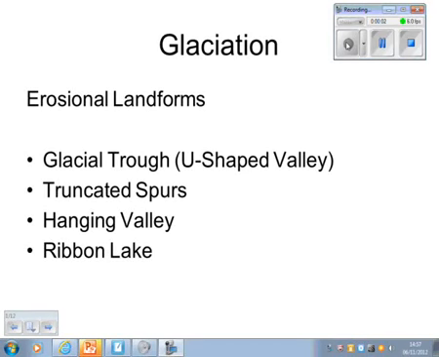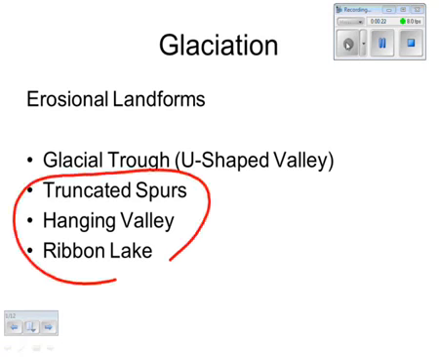So we're looking here at four erosional landforms, going on from corries, arêtes, and pyramidal peaks. We're thinking now about glacial troughs, or sometimes known as U-shaped valleys. Well, they're not always U-shaped, so we'll come back to that in a little while. Truncated spurs, hanging valleys, and ribbon lakes. These last three all appear as features within a glacial trough. Okay, so four landforms we're looking at today.